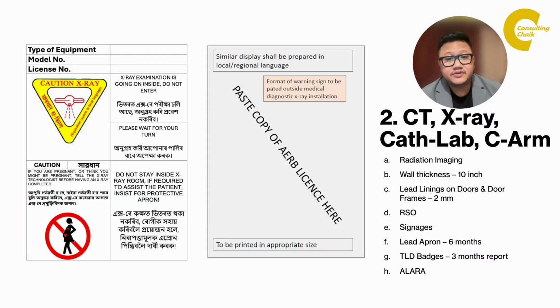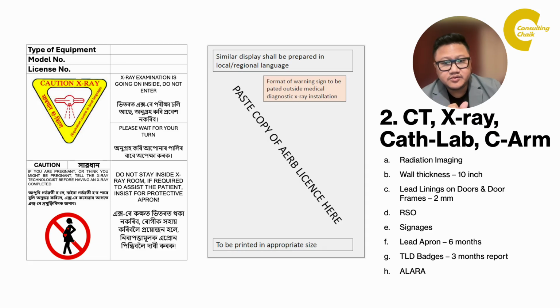Now about the radiation equipments. Radiation equipments are like X-ray, CT, cath lab, C-arm. The processes I'm saying need to be followed in all these places. Also mammography. Infrastructure-wise, you have to have a 10-inch wall, and for the doors you have to put lead linings, basically the lead sheet, which should be at least 2 mm thick. And then you need to have an RSO who looks after the process and the safety training of all the staff who are working there.